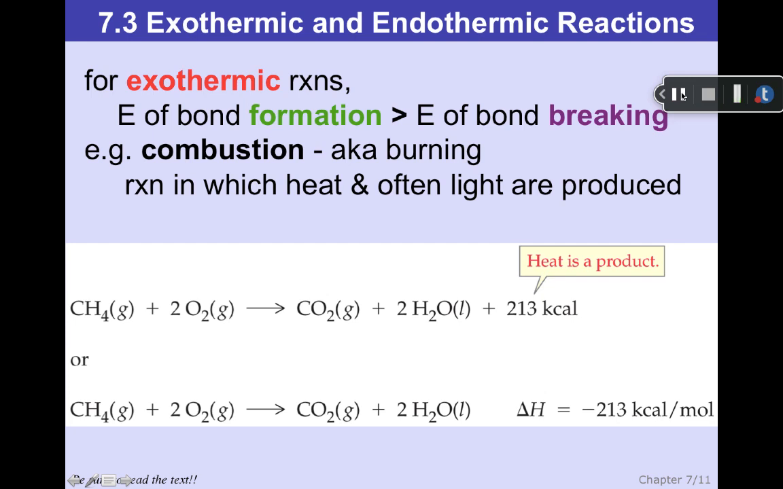You've heard about these a couple times, but exothermic reactions literally mean that there's excess energy released in the process. The energy that's released comes from forming bonds, but you have to add energy to break bonds. So it's a question of how much of each there is in the process. And so when it's exothermic, the energy of bond formation is greater.